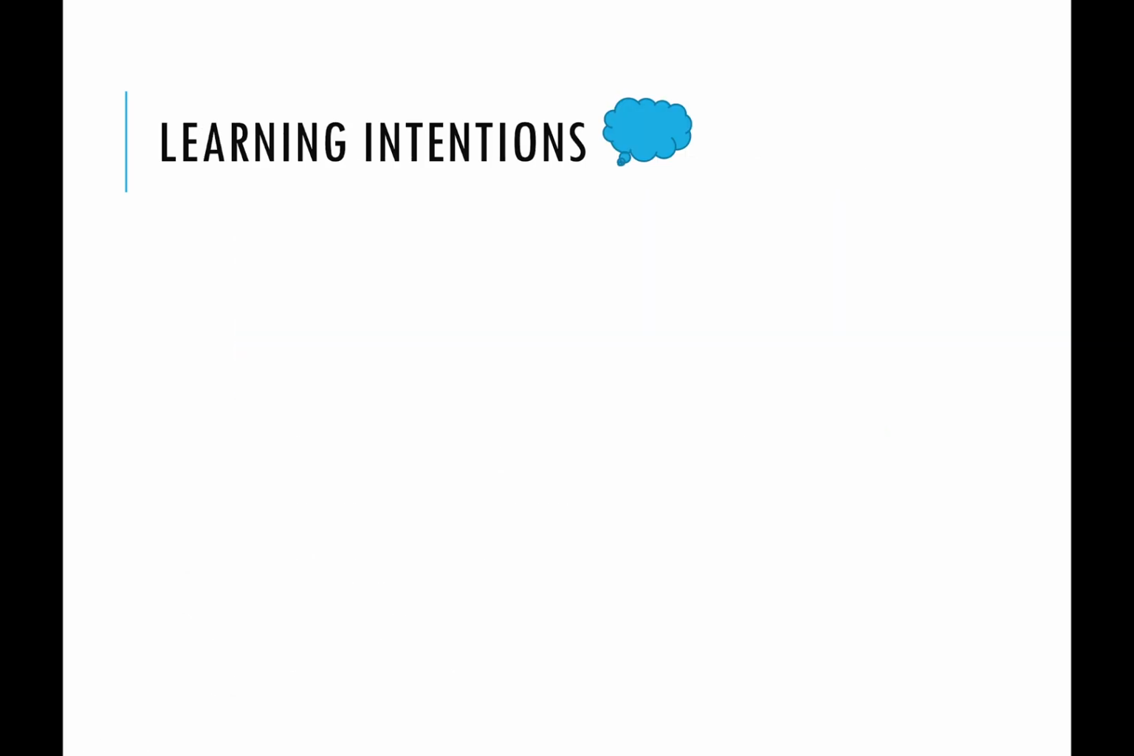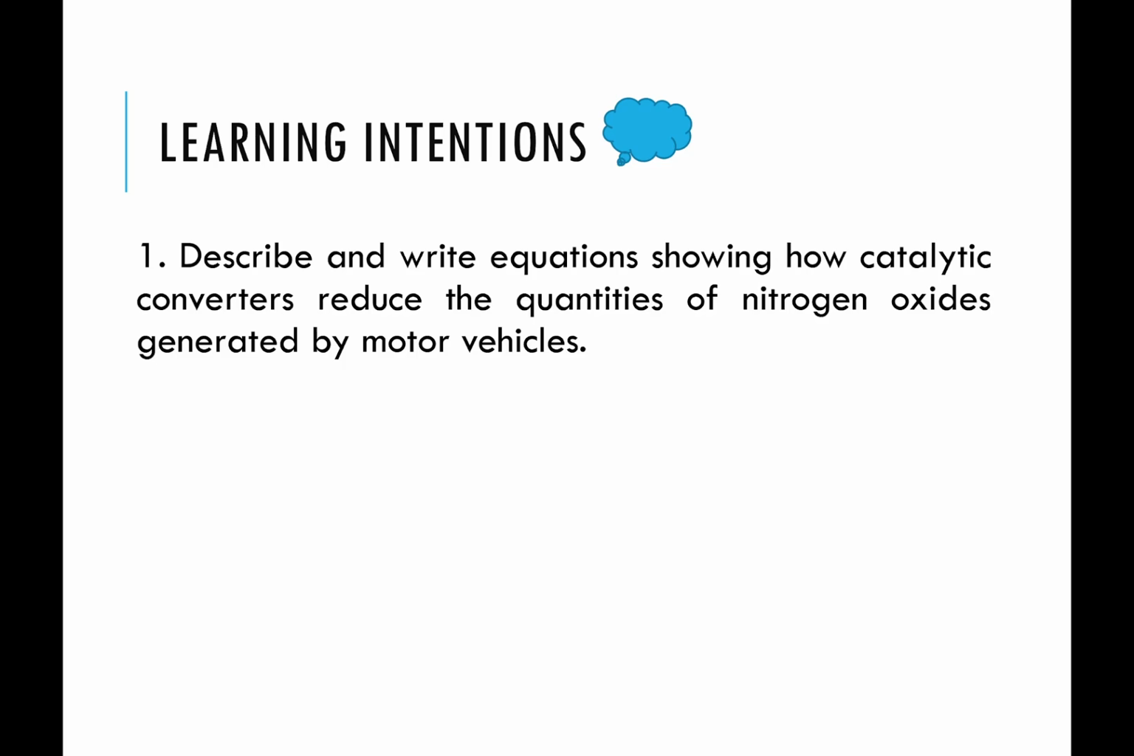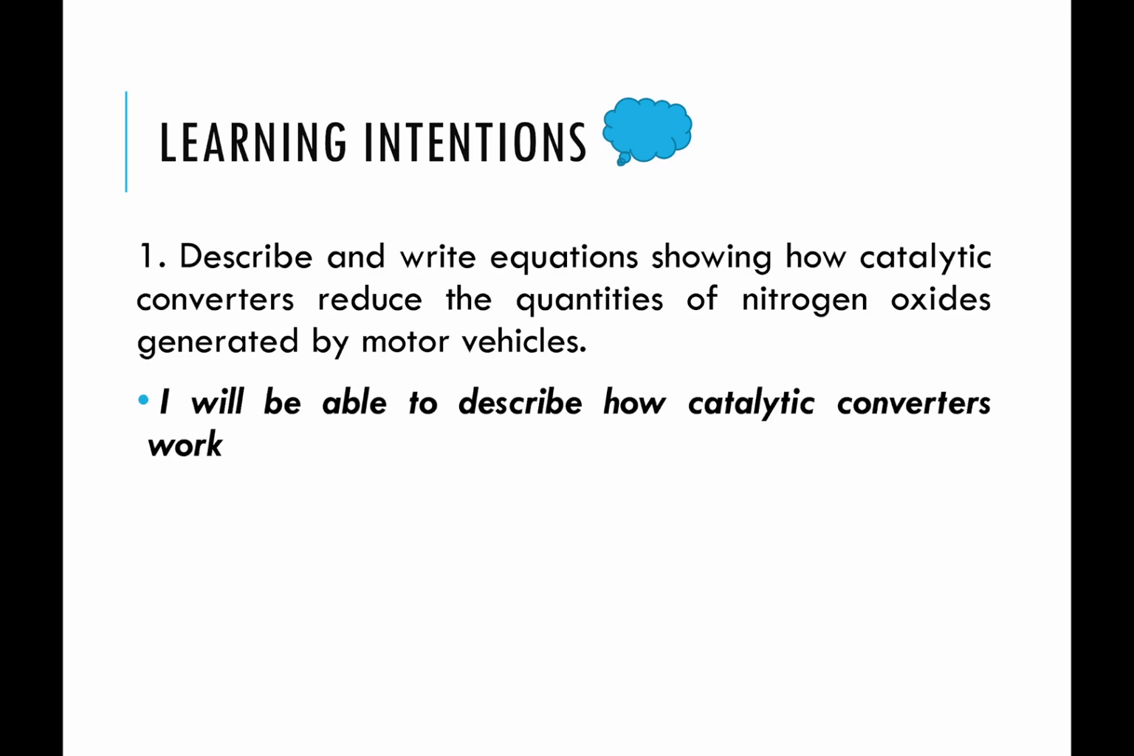So our learning intentions for these PowerPoint slides are that we need to describe and write equations about how catalytic converters can reduce the quantities of nitrogen oxides generated by our motor vehicles. So this is their role. This is the reason why they were designed, to reduce these nitrogen oxides that are being released into our atmosphere. And we know that they're a greenhouse gas, and they can also contribute to things like acid rain.